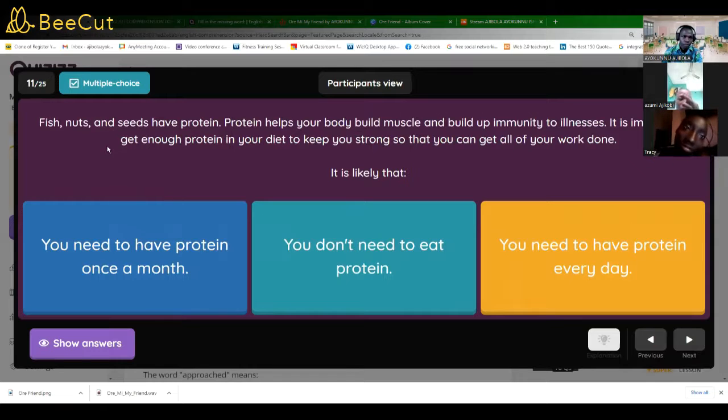And fish, nuts, and seeds are protein. Protein helps your body build muscle and build up immunity to illnesses. It is important to get enough protein in your diet to keep you strong so that you can get all your work done. So now, it is likely that what? Pick your option, Ejiro. You need to have protein every day. Okay, I believe you can remember that's done previously.